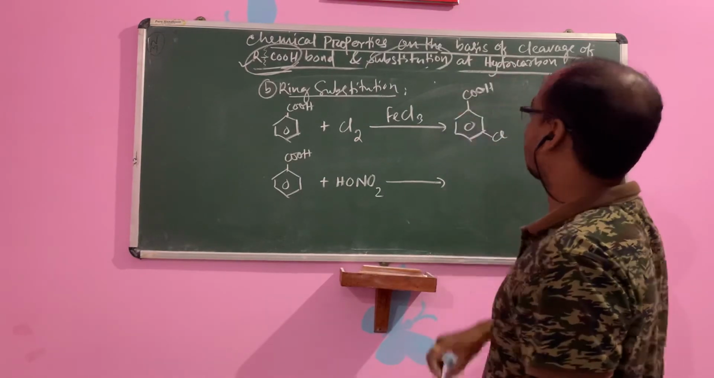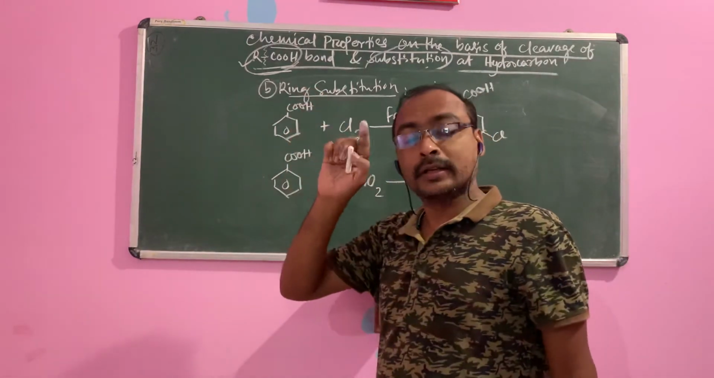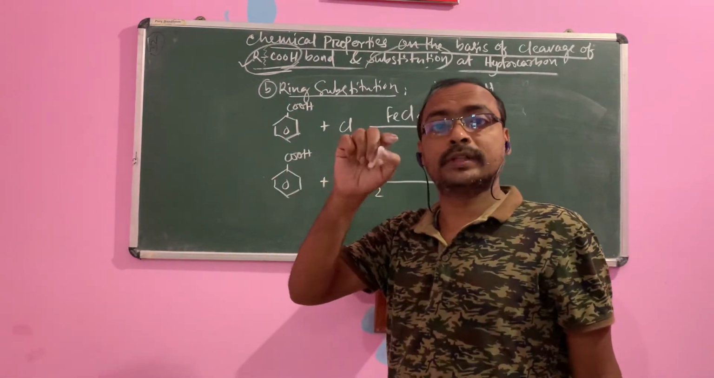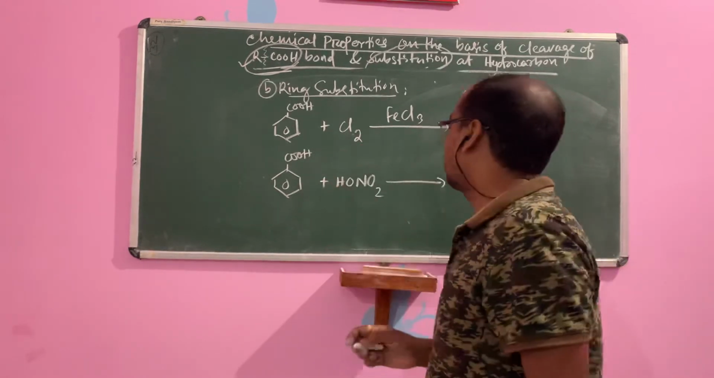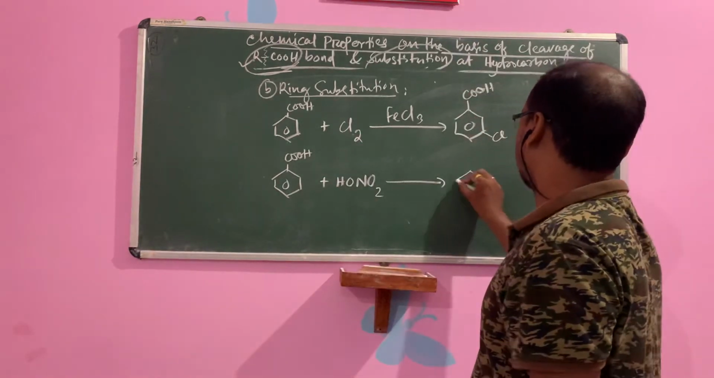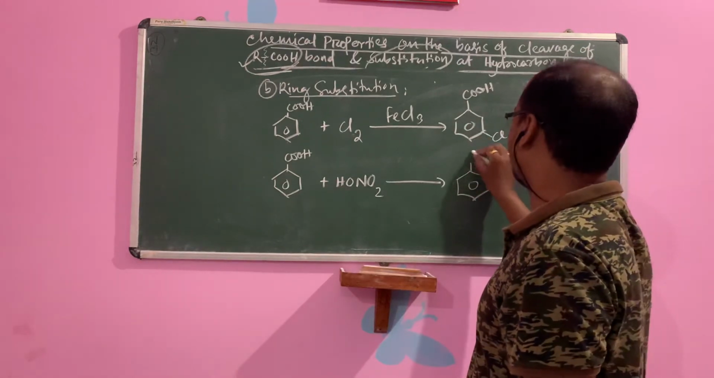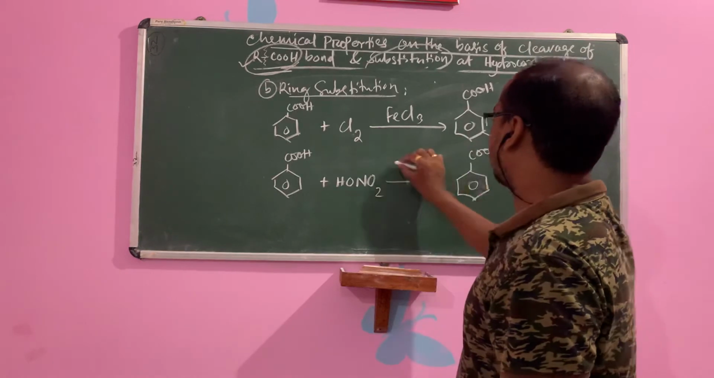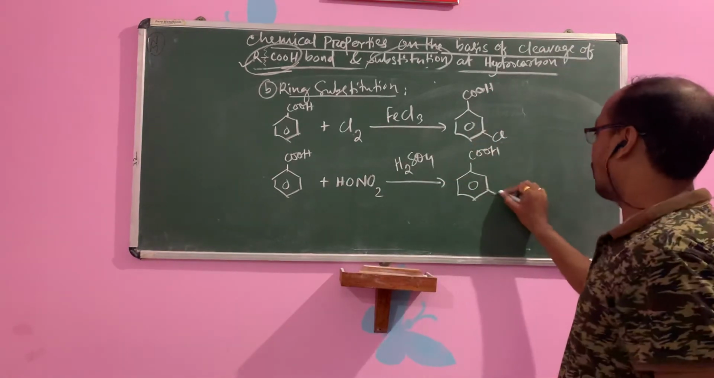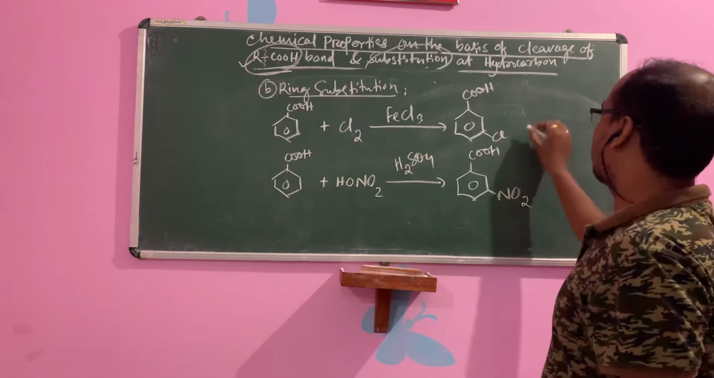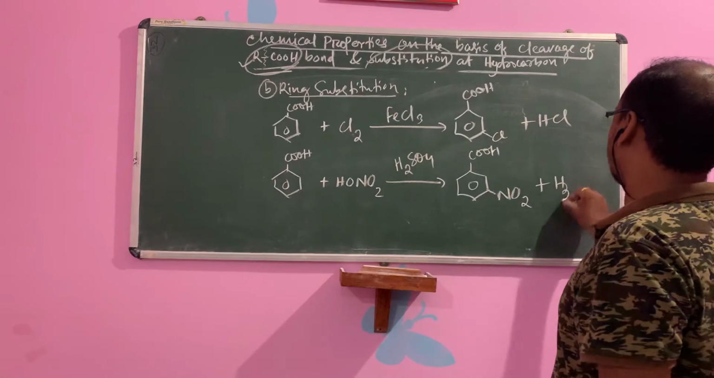At the meta position the electrophile will attack because it is a meta-directing group. Electron withdrawing groups like aldehyde and carboxylic acid are meta-directing groups. Similarly, this is meta-chlorobenzoic acid, and this one is meta-nitrobenzoic acid, with H2SO4 catalyst to form the NO2 product. Here the byproduct is HCl, and here the byproduct is H2O.